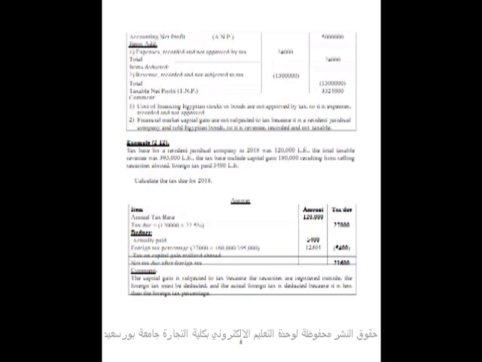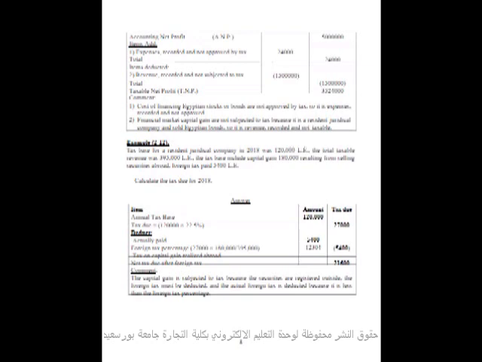Another example: the tax base for a resident juridical company was 120,000. The total taxable revenue was 395,000. The tax base included a capital gain of 180 resulting from selling securities abroad. The foreign tax paid is 5,400. Calculate the TMB. According to the given, it is a resident company.